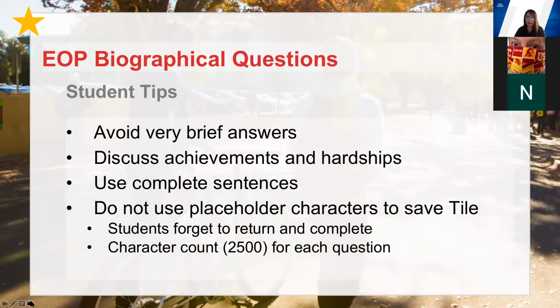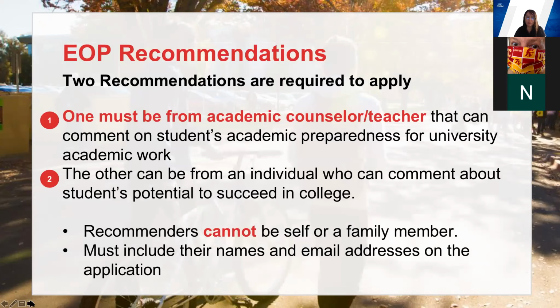Under the EOP biographical questions, you want to make sure that you are very thorough in your answers, specifically talking about any of your achievements, any hardships that you have overcome. Specifically here, you want to make sure that you're using complete sentences, again, and answering the questions at the best of your ability. With EOP, they also require 2 recommendations, right?